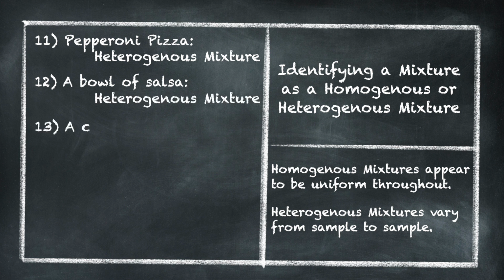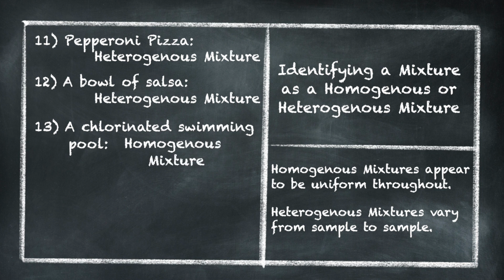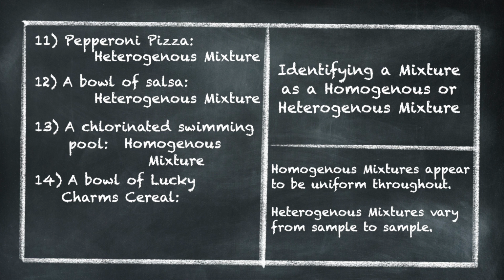Substance 13, a chlorinated swimming pool. Though we know swimming pools have loads of different chemicals in them, we rarely see anything that looks different than water within the pool. This makes chlorinated swimming pools a homogeneous mixture. Substance 14, a bowl of Lucky Charms cereal. In this cereal, we see milk along with the different pieces of cereal, such as the marshmallows and the cardboardy cereal stuff. Because we see all these different components and they can vary from sample to sample, this makes it a heterogeneous mixture.